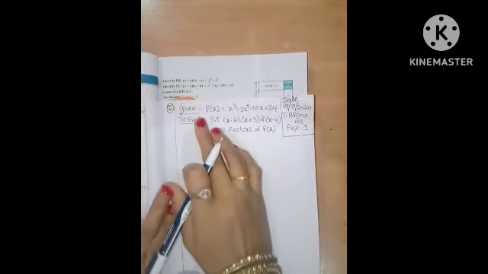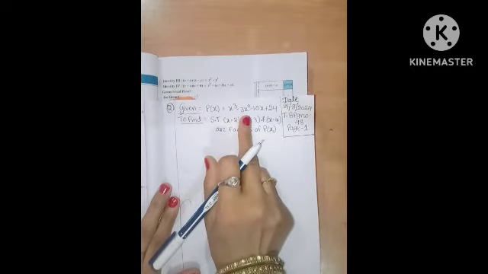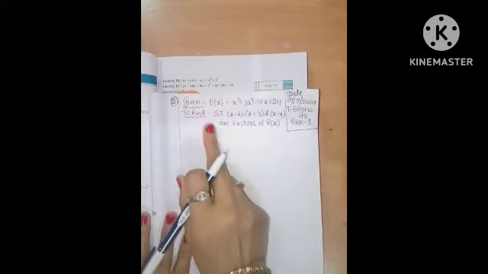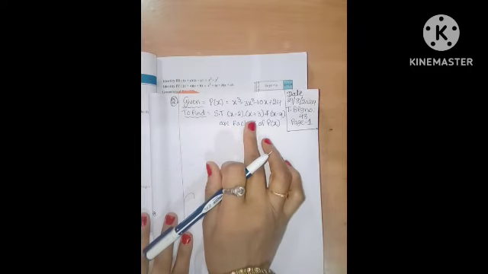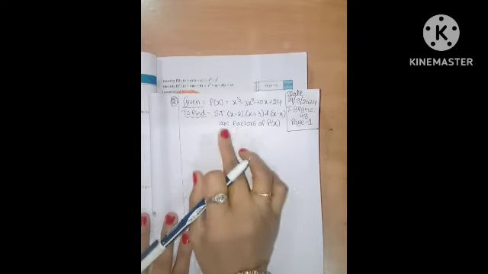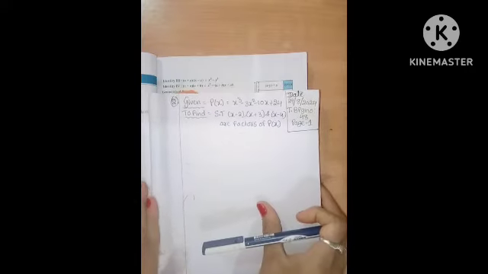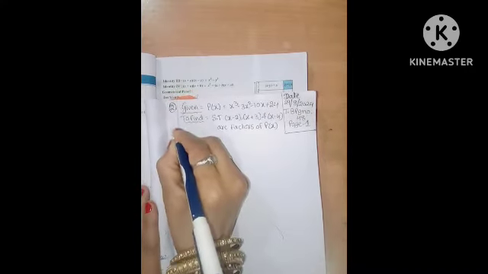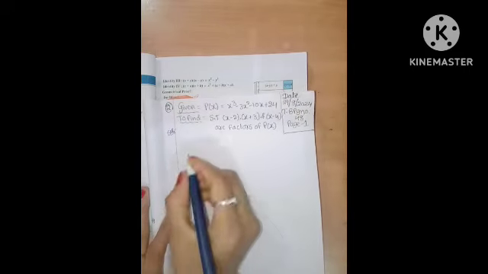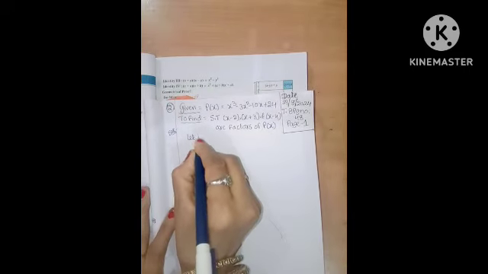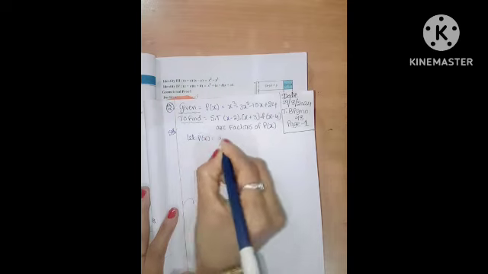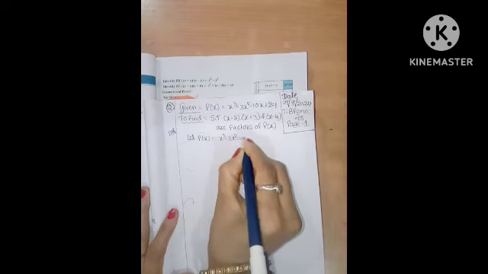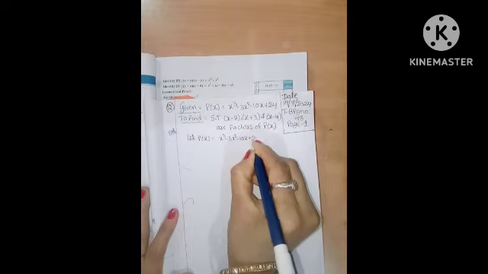P of x equal to x cube minus 3x square minus 10x plus 24. To find, show that x minus 2, x plus 3 and x minus 4 are factors of p of x. Now the solution for this problem. Let p of x equal x cube minus 3x square minus 10x plus 24.